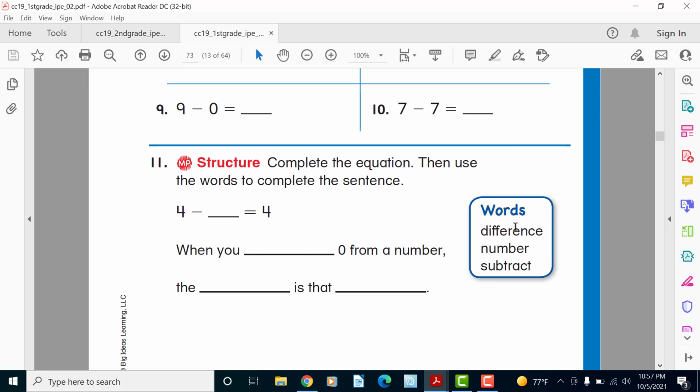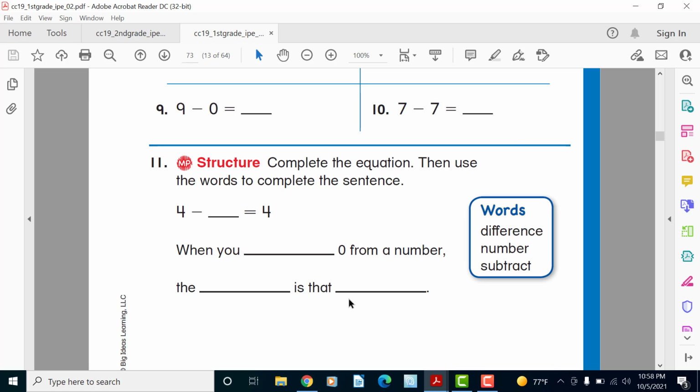Now, our words over here are difference. Remember, the difference is pretty much the answer you get when you subtract 2 numbers. It's not exactly right, but that's a good way to try to understand it to begin with. Number, you know what a number is, right? And subtract. So when you blank 0 from a number, so you're going to choose difference, number, or subtract to go where? There.